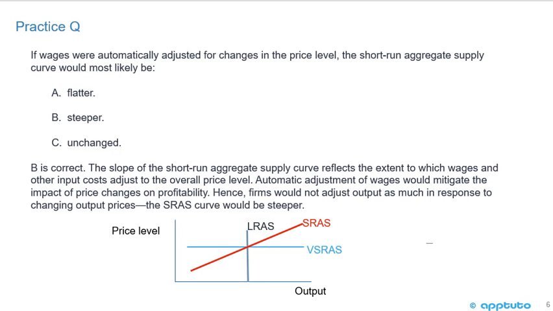Automatic adjustment of wages would mitigate the impact of price changes on profitability. Hence, firms would not adjust output as much in response to the changing output prices. The short-run aggregate supply curve would be steeper.